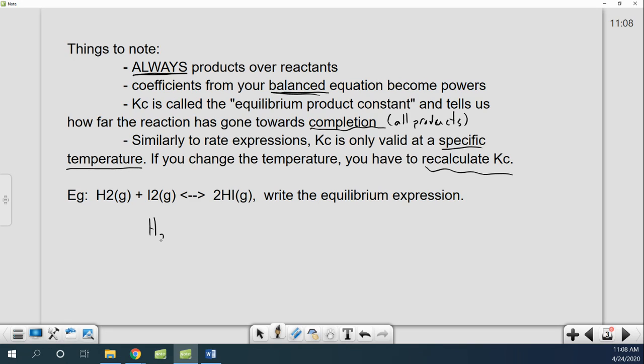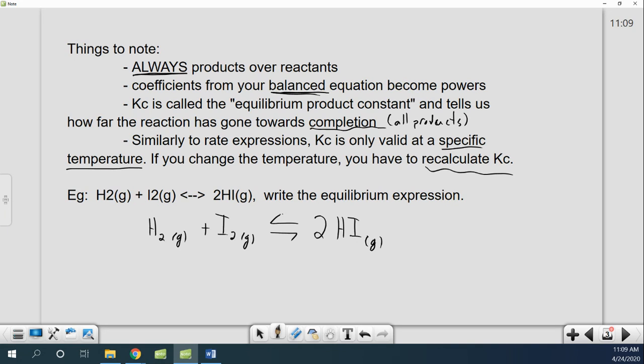H2, I'm going to rewrite these so they actually look proper. H2 as a gas, plus I2 as a gas gives us 2 HI, hydrogen iodide, as a gas. All right, cool. Write the equilibrium expression.